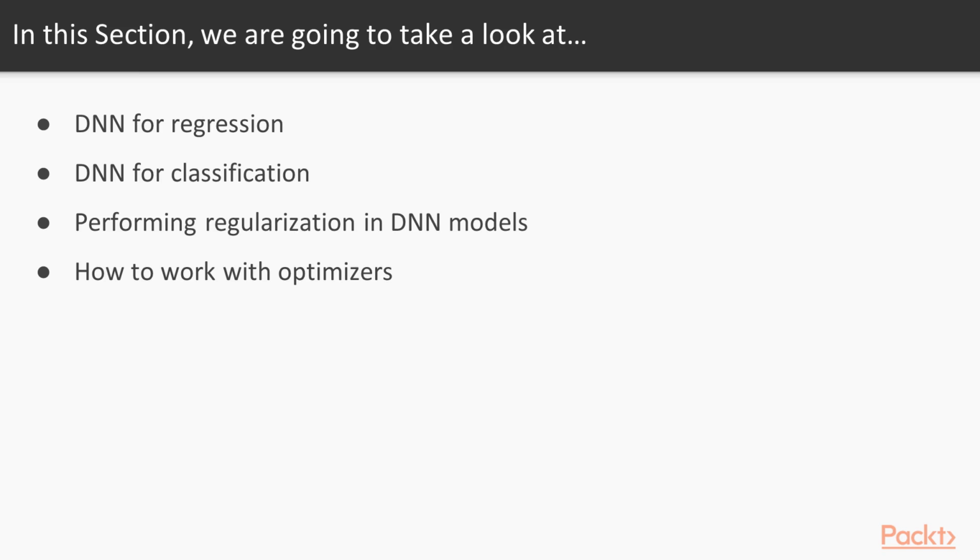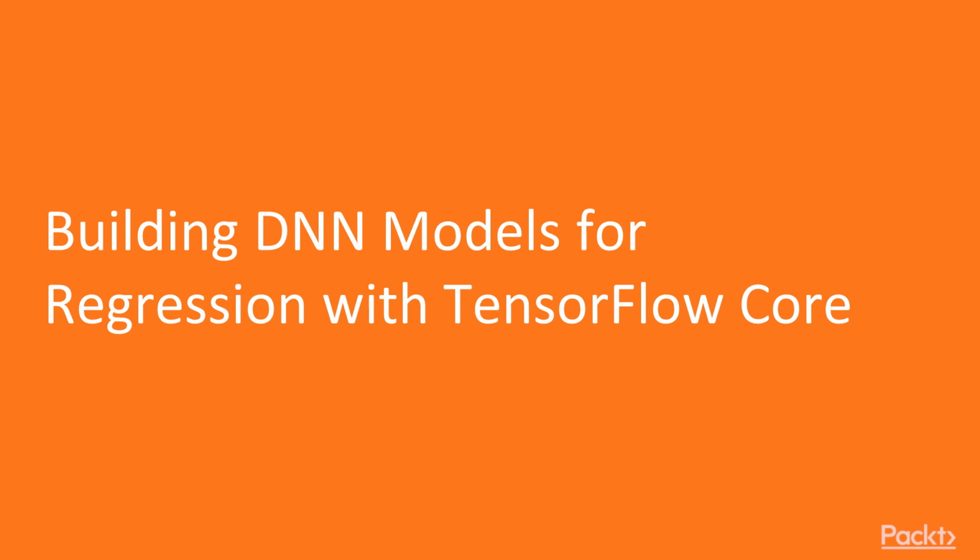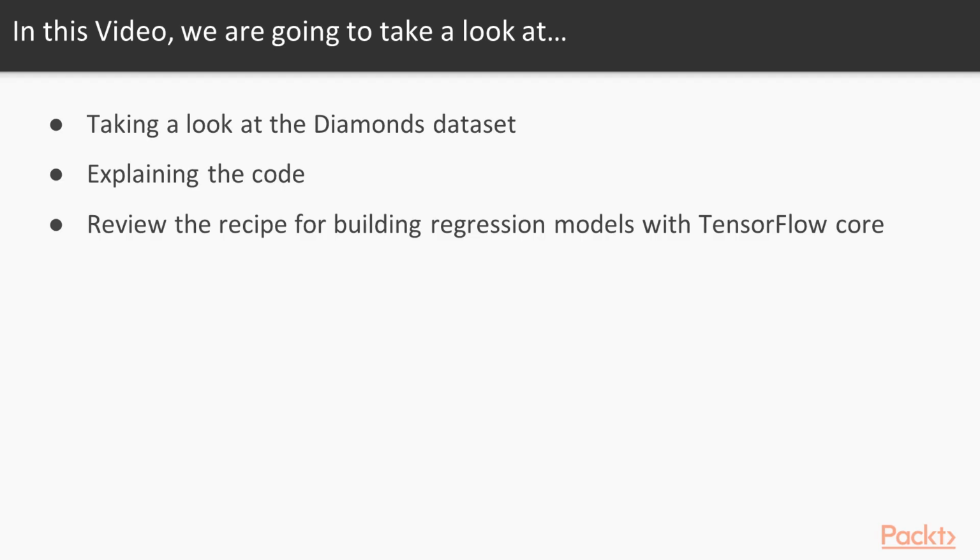Let's get started. This is the first video of this section, and here we are going to be building a deep neural network for a regression task using TensorFlow Core. This is the plan for this video. First, we will take a look at the diamonds dataset. Then we will explain the code, and finally we will review the recipe that we will give in the code for building a regression model using TensorFlow Core.